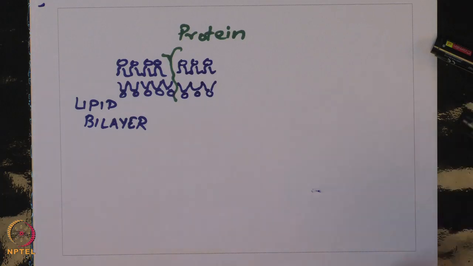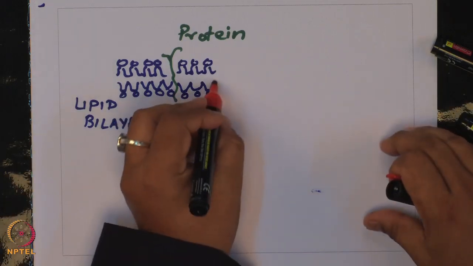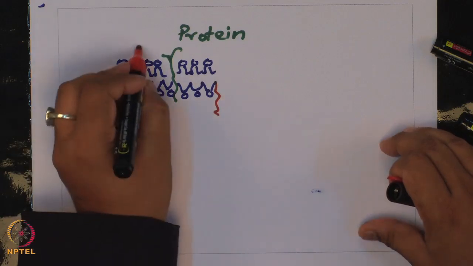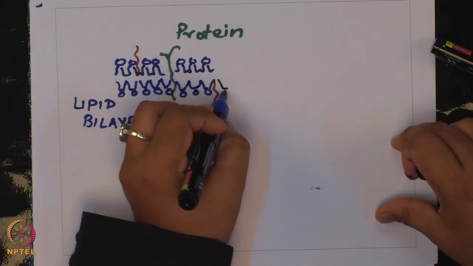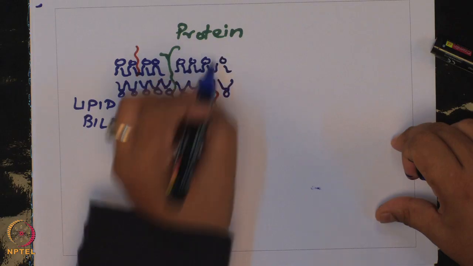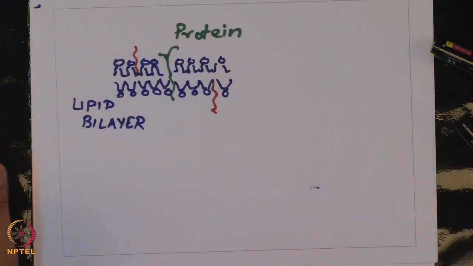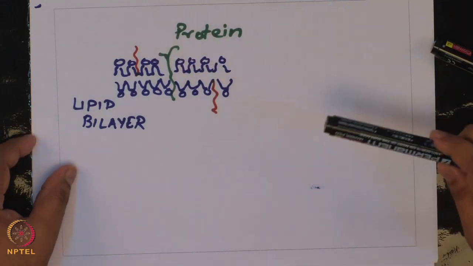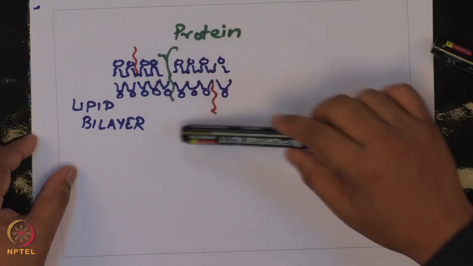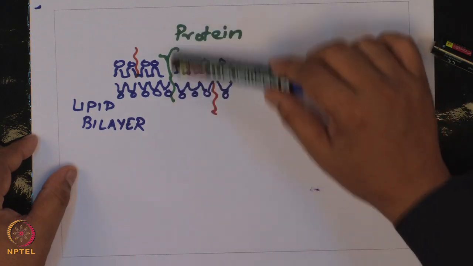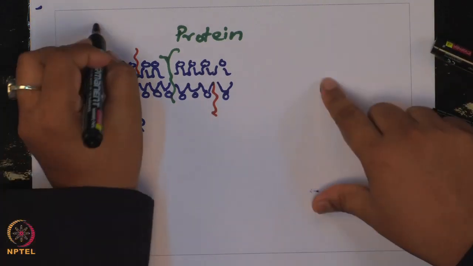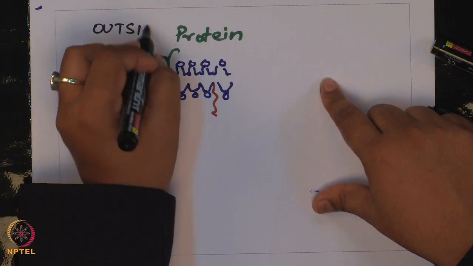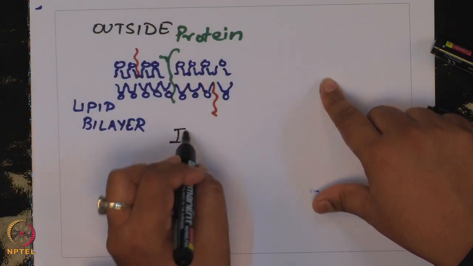Okay. So, there might be some proteins. So, what you see, I have drawn 3 different proteins. One green protein which spans the entire lipid bilayer. So, this is my outside and this is the inside.